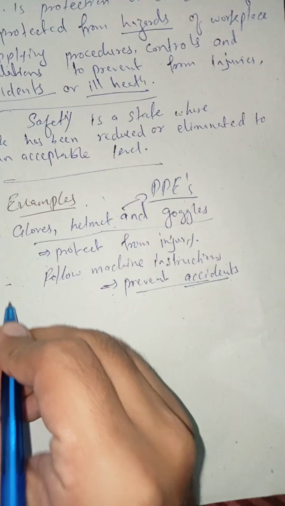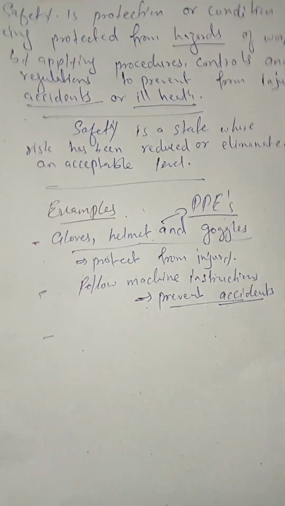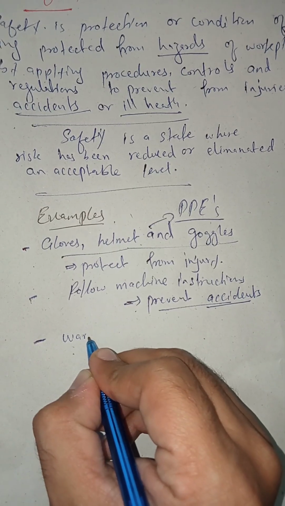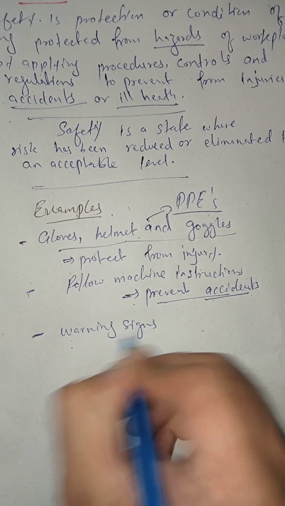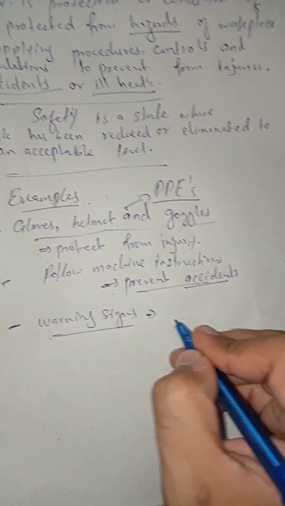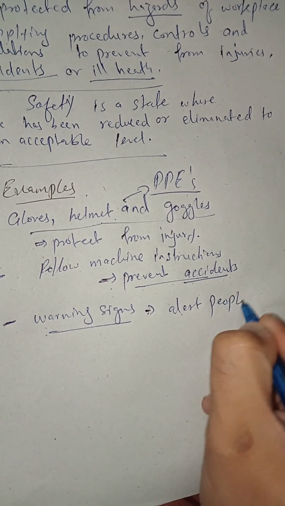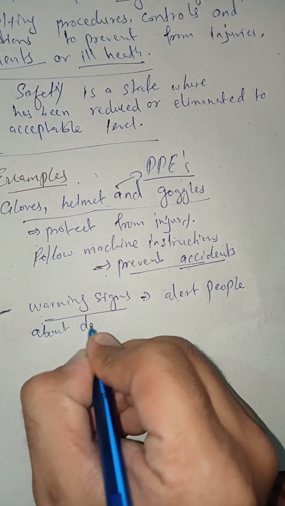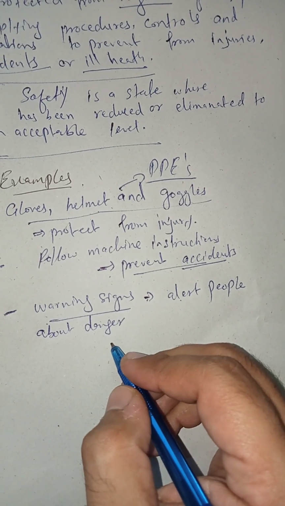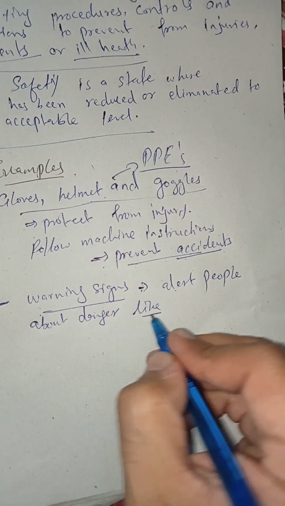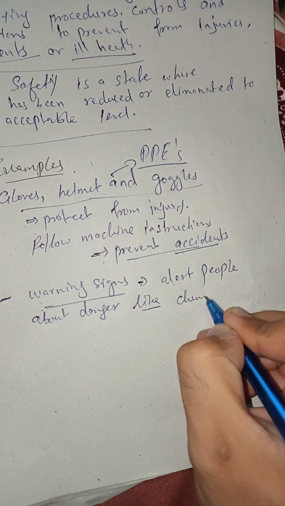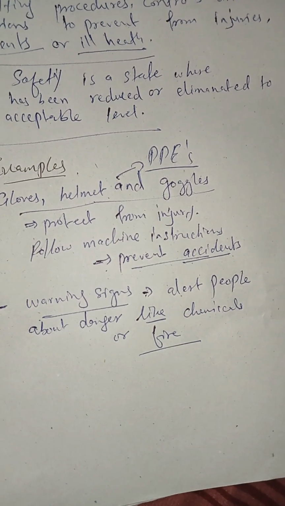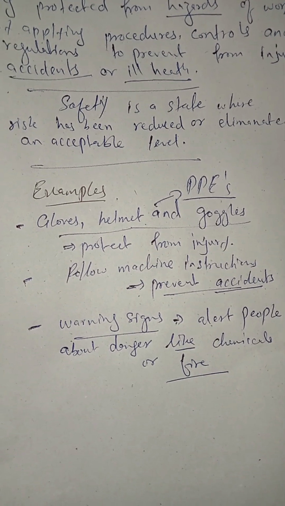And for the unknown people or for all the workers who are working in the workplace, we must show warning signs. Why? The reason is to alert people about danger, like what can be the danger, like chemicals or fire. These are the main reasons we must follow these precautions.